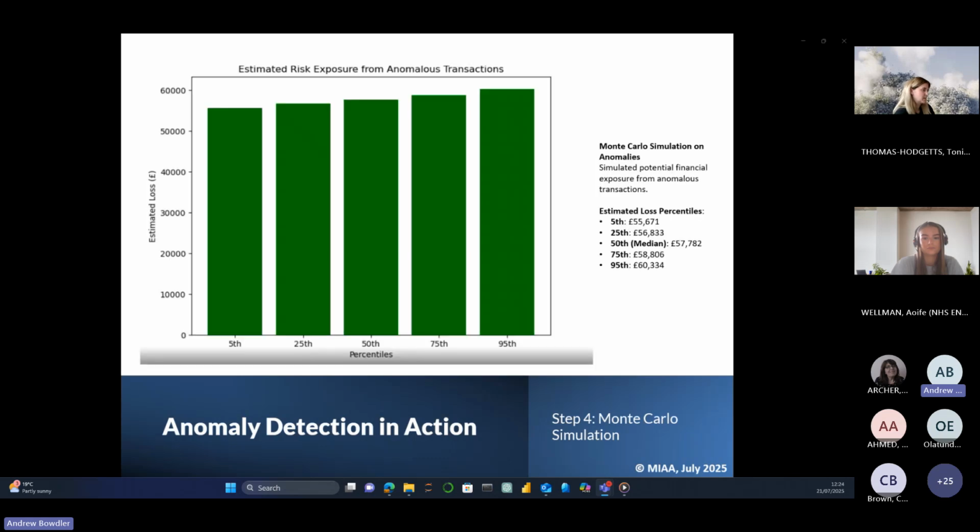Here are the simulated outcomes. At the low end, the risk is just under £56,000. At the upper end, it's over £60,000. This range helps us plan. It tells us whether we need budget buffers, supply reviews, or deeper dives into related categories. It quantifies uncertainty, and that's powerful.